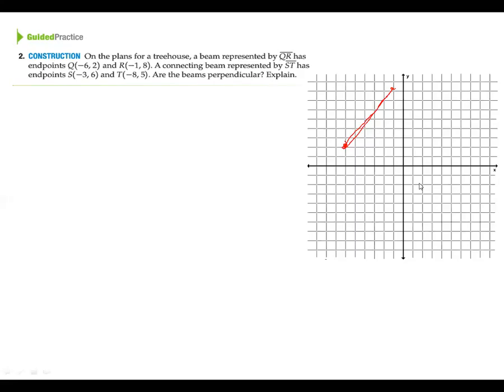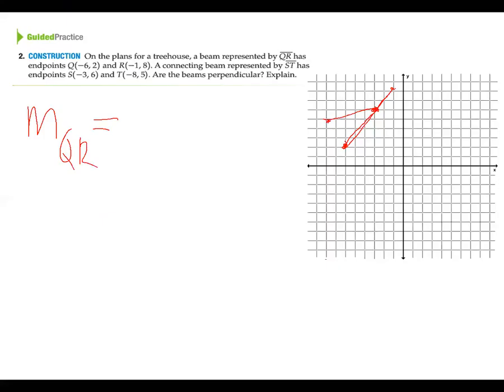And then the other one is (-3, 6). 1, 2, 3, 4, 5, 6. So right here. And then (-8, 5). 1, 2, 3, 4, 5. And that's the other one. It already kind of looks like they're not going to be perpendicular because it doesn't look like they intersect at a right angle. So let's get the slope of QR.